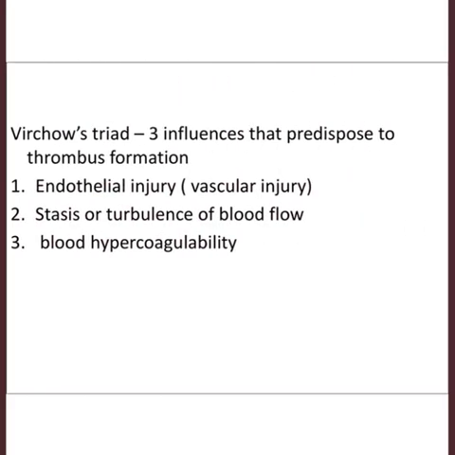What is Virchow's triad? The three influences that predispose to thrombus formation. First is endothelial injury. Second is vascular stasis or turbulence of the blood flow. Third is blood hypercoagulability.